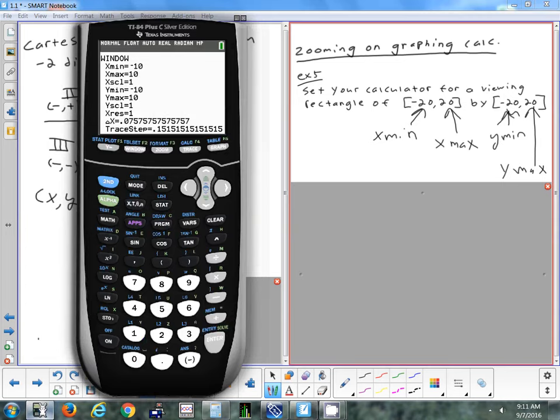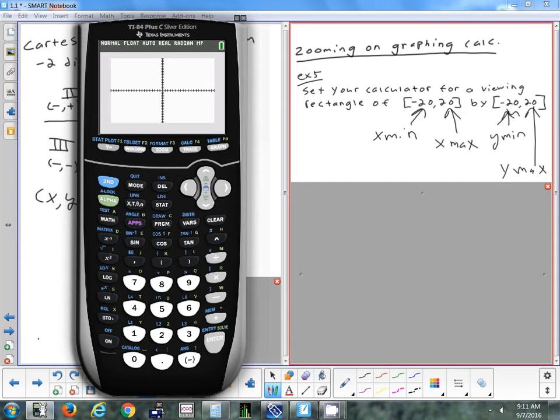Okay, so that's how you write down your viewing window. And you just change it. Negative 20 to 20, and negative 20 to 20. That's it. That's all you have to do to change your window. I don't have anything typed into graph, so when I hit graph, that's all you're going to see.